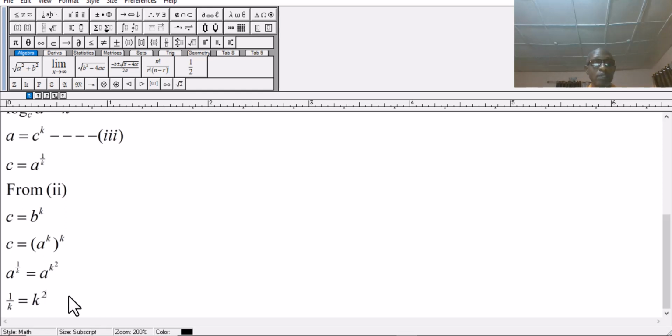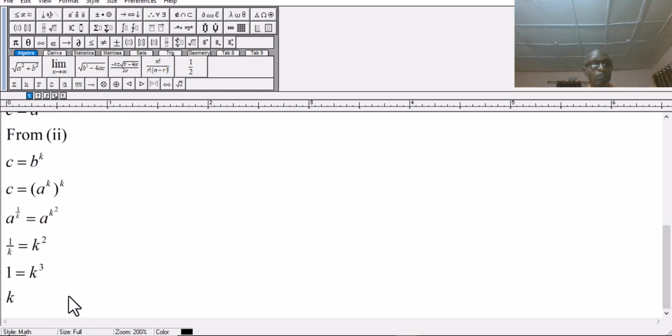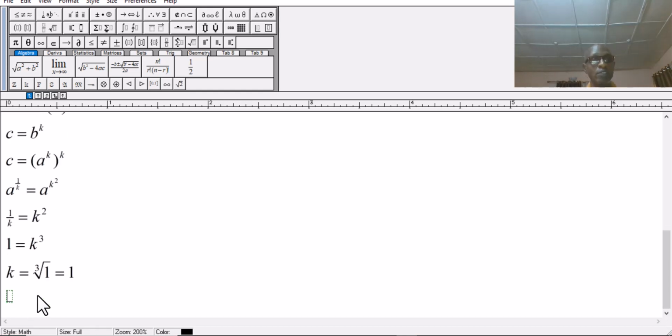Since the base is the same, we can equate the powers. So we now have 1 is equal to k cubed. So that we have gotten our k. Our k is equal to the cube root of 1, so our k is equal to 1.